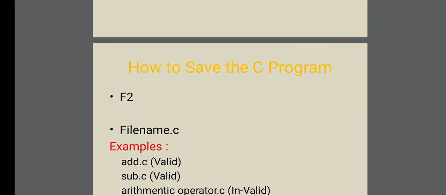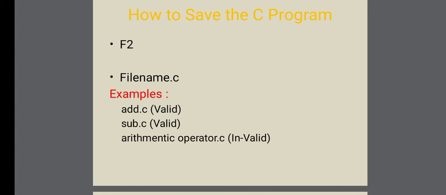How to save the C program? When we have written the C program, we have to save it. How do we save it? By clicking the F2 key on the keyboard. By using the F2 key, we can save our C program. When we click the F2 key, we get a dialog box to save the C program. We have to write the file name with the extension .c.